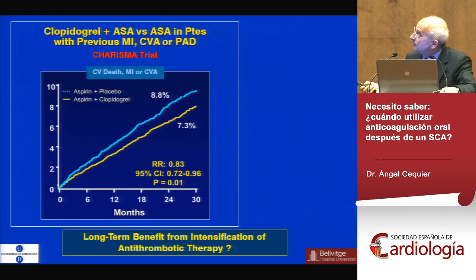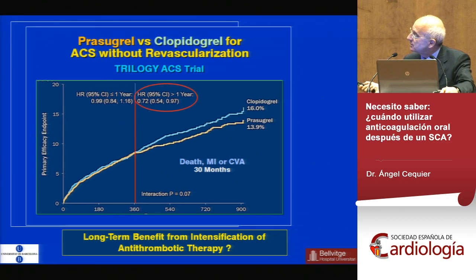Esta diapositiva es del estudio CHARISMA, en el subgrupo de pacientes con infarto previo, accidente cerebrovascular o enfermedad periférica. Los pacientes tratados con una estrategia antitrombótica más potente muestran una marcada reducción, con curvas que experimentan una evolución divergente durante el seguimiento. Estos son datos del estudio TRILOGY, en que el prasugrel, en una población muy heterogénea, sin revascularizar, ya lo hemos comentado, fue evaluado en comparación al clopidogrel. El aspecto quizás más enigmático es por qué al cabo de un año las curvas experimentan una evolución divergente progresiva favorable a los pacientes que habían sido sometidos a un tratamiento antitrombótico más potente.